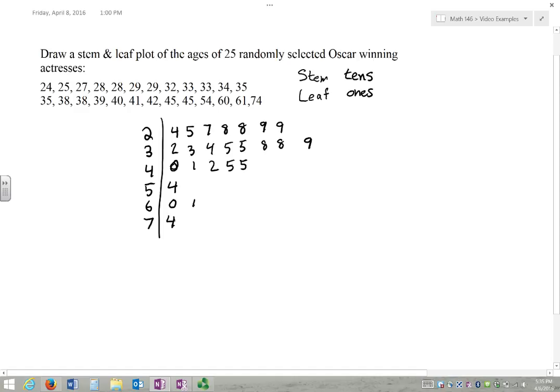That's the basics of it. We could make this graph with what we call split stems. It's probably not necessary here. We would do this if our data were more concentrated.